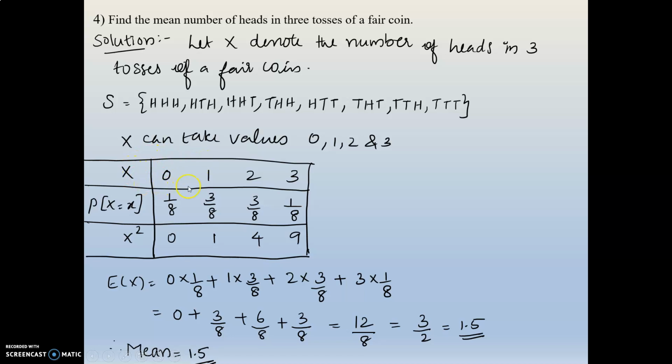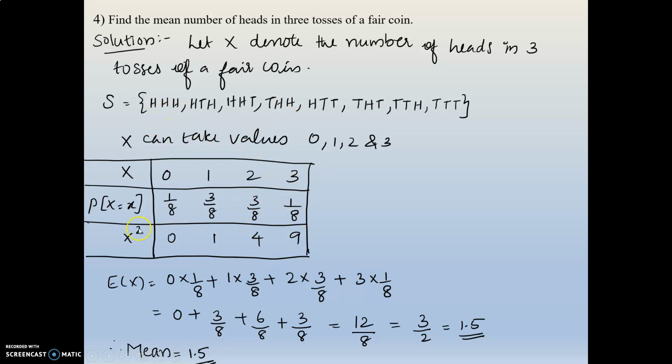So x is equal to 0, 1, 2, 3. Then the corresponding probability function you have to find out. Our total outcome is 8. In that, probability of getting no head is 1 upon 8, that is probability of TTT. Now probability of getting one head: in this one, only one head is here, 1, 2, 3, 3 chances are here. So 3 upon 8 is the value for that. Probability of getting 2 heads is 1, 2, 3, so 3 upon 8 again. Probability of getting all 3 heads is only 1, HHH, so 1 upon 8.